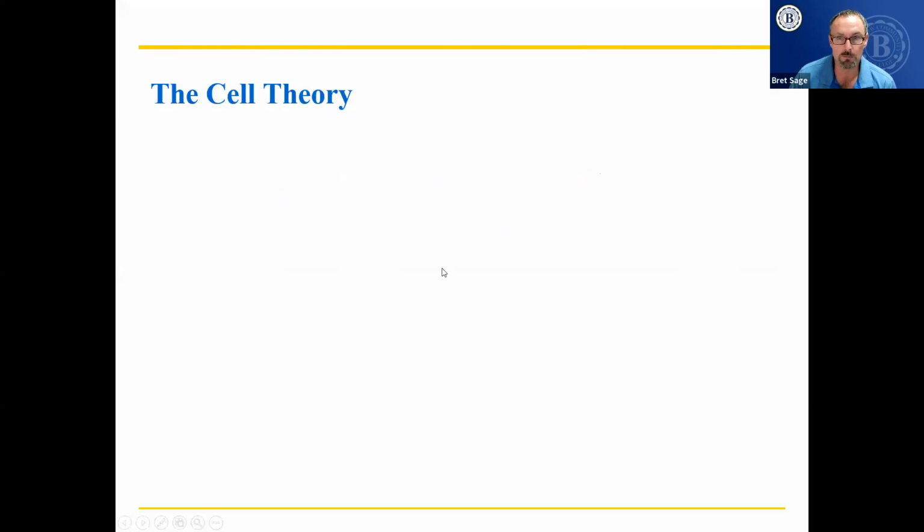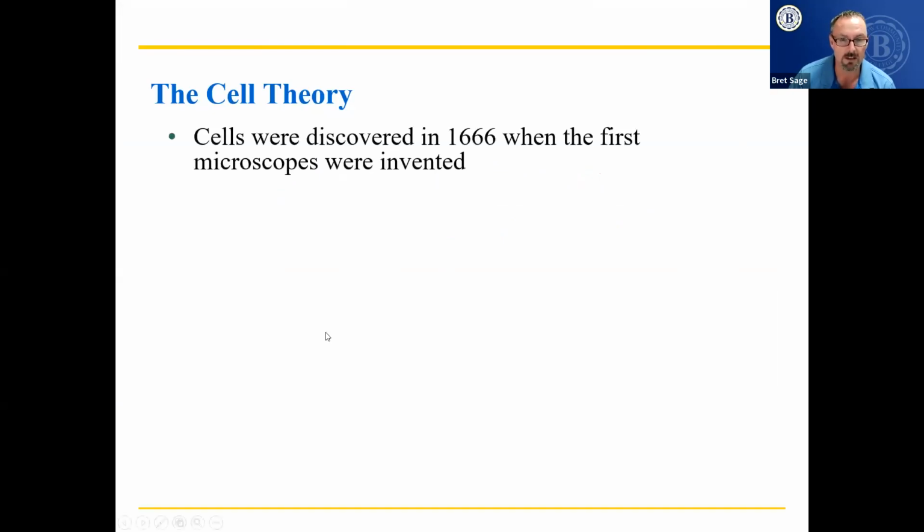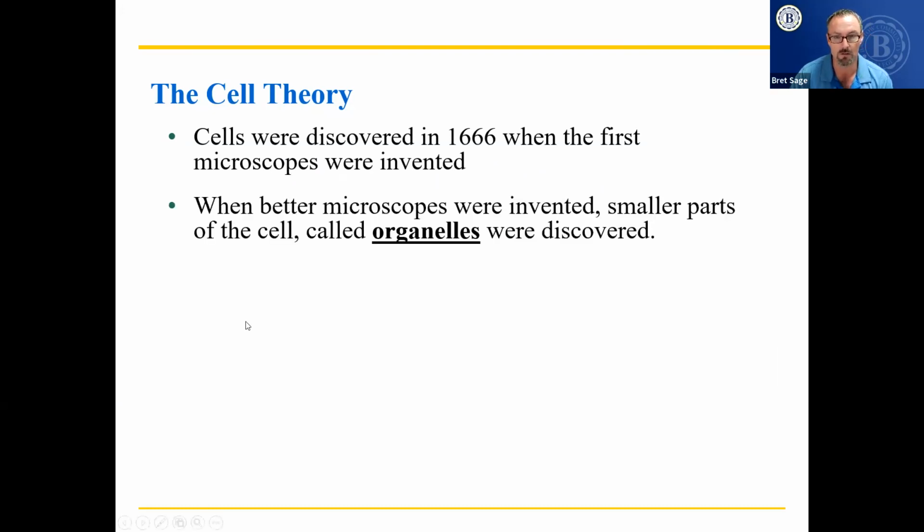Okay, chapter 3. First thing we're going to be talking about is the cell theory. What is it? Cells were discovered in 1666 when the first microscopes were invented. This was when they were first able to grind lenses good enough to be able to see both at a distance out into space and down into the microscopic world. When better microscopes were invented, that means the ability to grind the lenses better and to add several lenses together on top of each other.